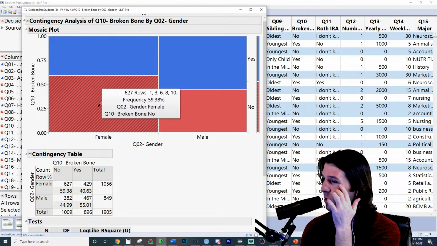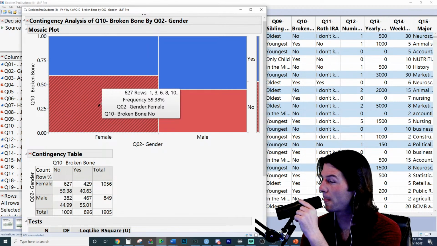I think I broke my wrist. I think that's all I've broken. Maybe I broke my arm.